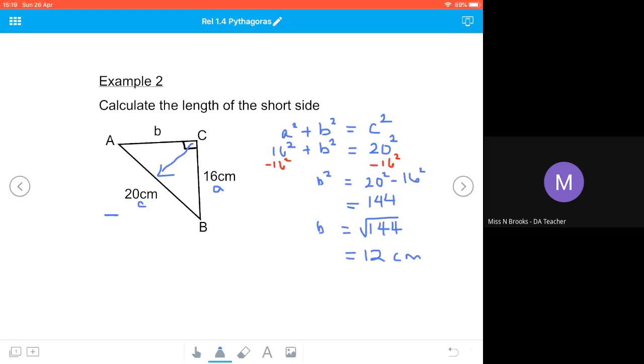If I'd accidentally added 20 squared plus 16 squared, I would have ended up with a value that's bigger than my hypotenuse. Remember, your hypotenuse has to be the longest side, so that would be a red flag to make you go back and have another look at your calculations to make sure you've done it the correct way around.